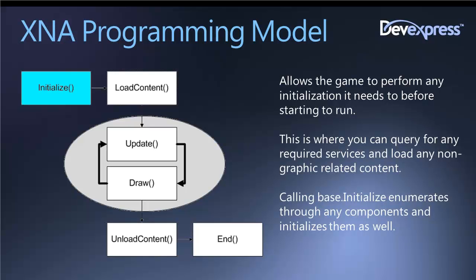So typically this is where you're going to do stuff like maybe query for any required services. If your game uses the accelerometer, this would be where you would potentially initially turn the accelerometer on. If you're using GPS in your game, that kind of stuff. So it's also used for initializing any components you have. And we'll talk a little bit more about game components a little later in this talk, but essentially the initialize method is where you get everything ready so that your game can consume it and start playing.